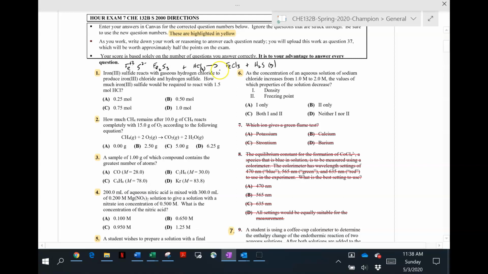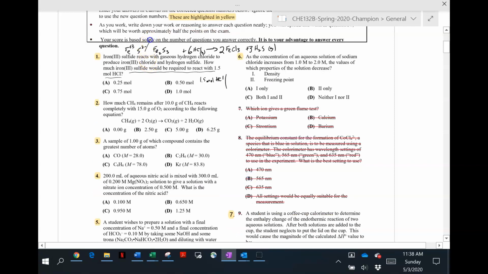So we've got 2 irons, so we're going to need 2 FeCl3s. We're going to need 6 chlorines, so I need a 6 here, and that's going to give me 6 hydrogens and 3 sulfurs, which is exactly right for 3 H2S. So we balance that equation, and we're asked how much iron 3 sulfide will be required to react with 1.5 moles HCl. So we'd say 1.5 moles of HCl, and we want to get the iron sulfide, so there's 1. Equation starts here. This is the hidden invisible 1.